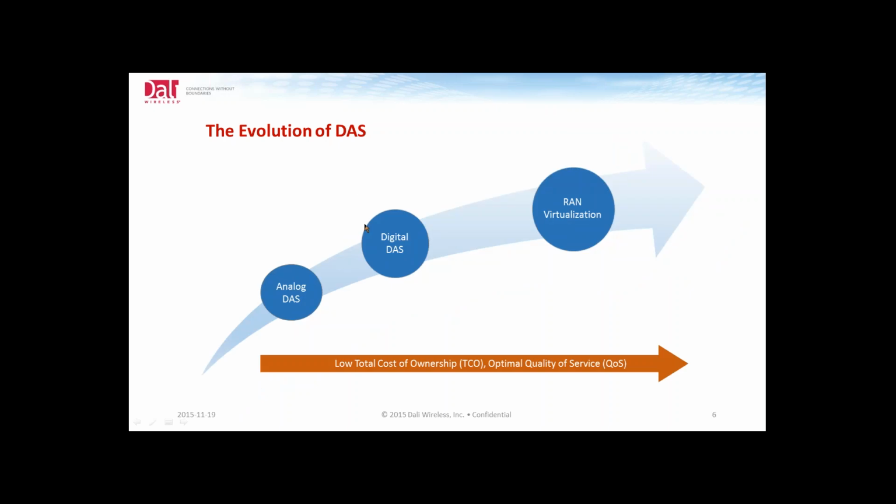If you look at the evolution of DAS, it's following a similar path. We started off with analog DAS. It migrated, or is still in the process of migrating, to digital DAS. And then the next step in DAS is RAN virtualization. At that point, I'm not sure if that is really still a DAS system, but it's something that's really important. It's taking place today, and it's a topic that I'll discuss in a little more detail at the end of this presentation.